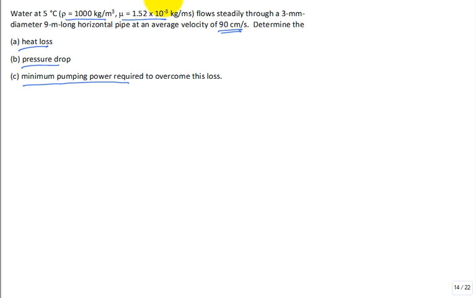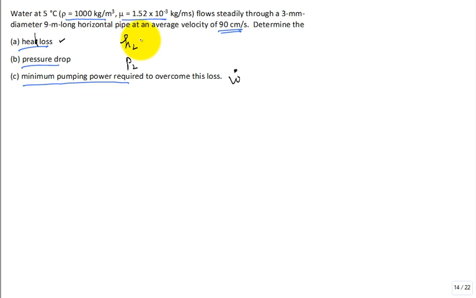So let me just talk out loud here. I'm looking for h_L for the first answer. I'm looking for P_L for the second answer. And I'm looking for W dot for the third answer. This is a head. Yeah, sorry, it's a head loss. Typo there.